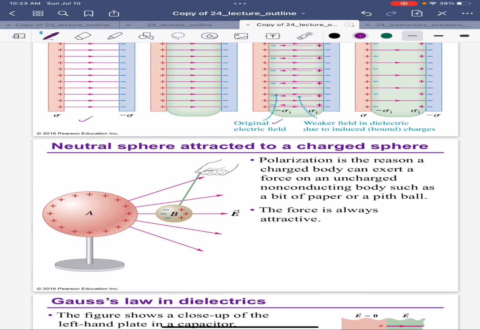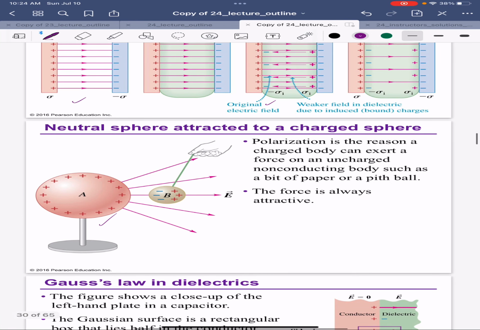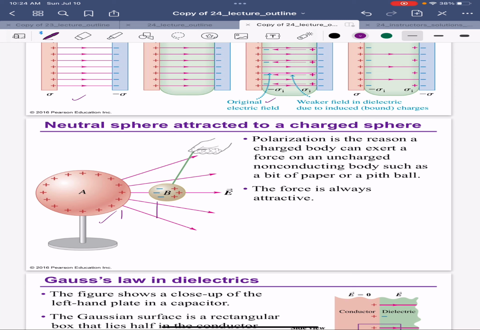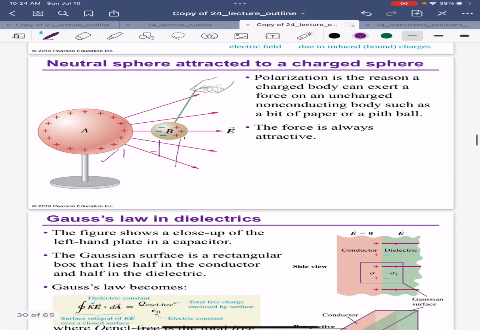Now, a neutral sphere attracted to a charged sphere is also always going to have induced charges because of polarization. Here you can see that it has a positive charge, then that neutral object is going to have a negative charge next to the sphere and the positive charge away. You can see here we have attraction between this part and this part, and we also have repulsion here, and therefore we have the resultant of these two forces.